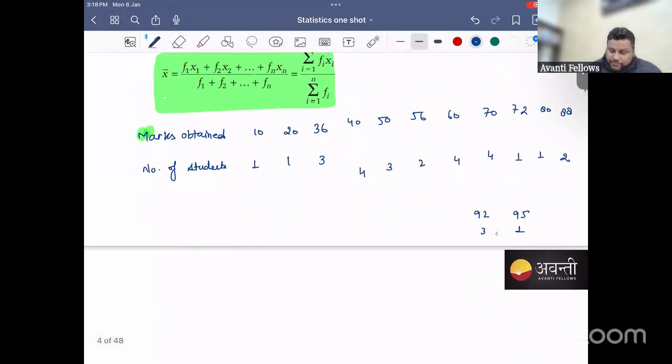Now they are asking you to find the mean marks obtained.